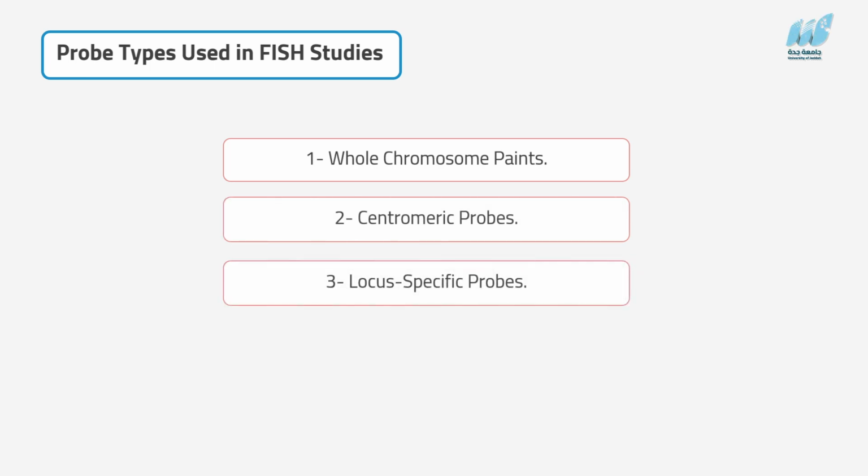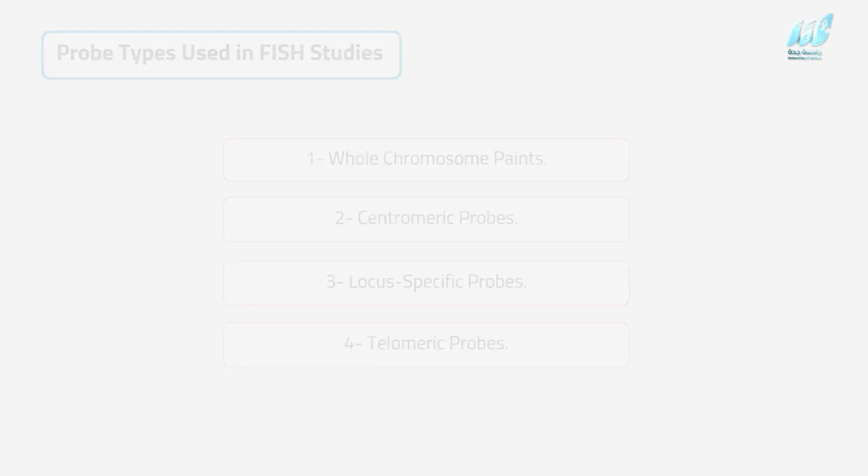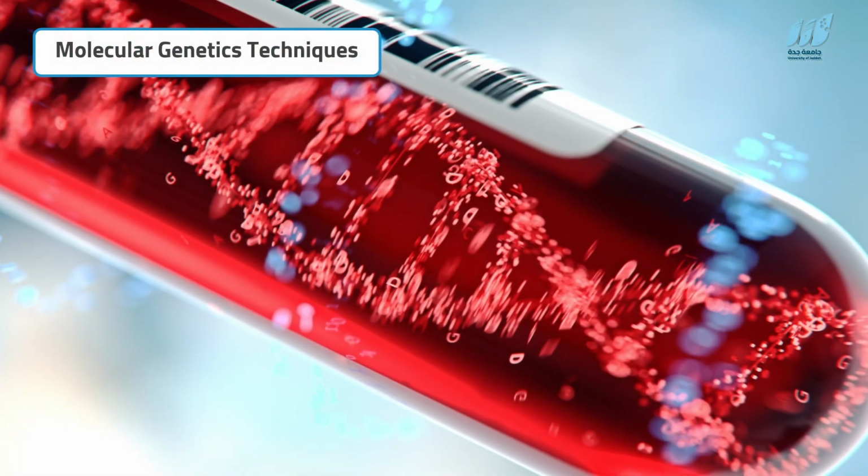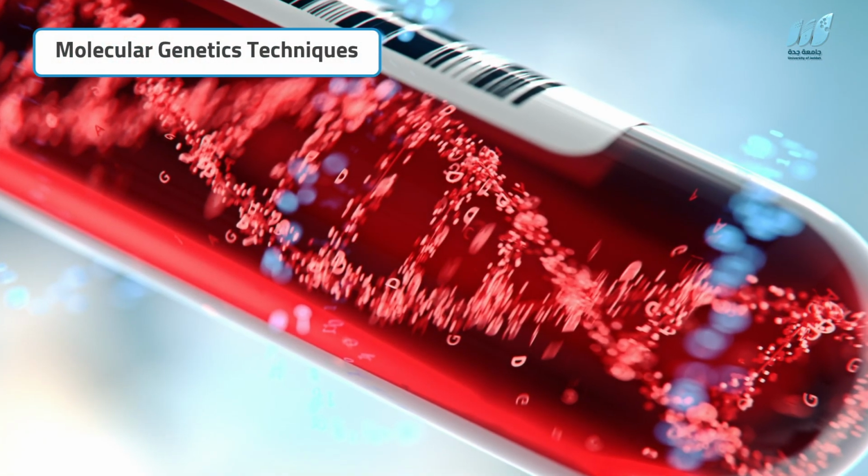A locus-specific probe is for a specific locus or region in the chromosome, whereas a telomeric probe is specific for the telomeric region in the chromosome. So I gave you two examples of the most common techniques in cytogenetics.